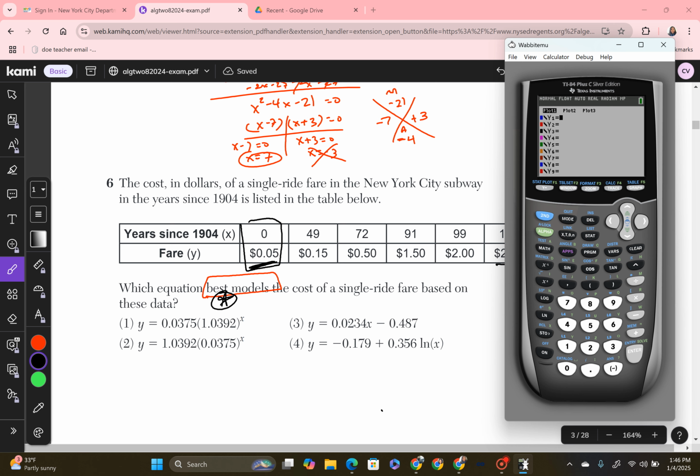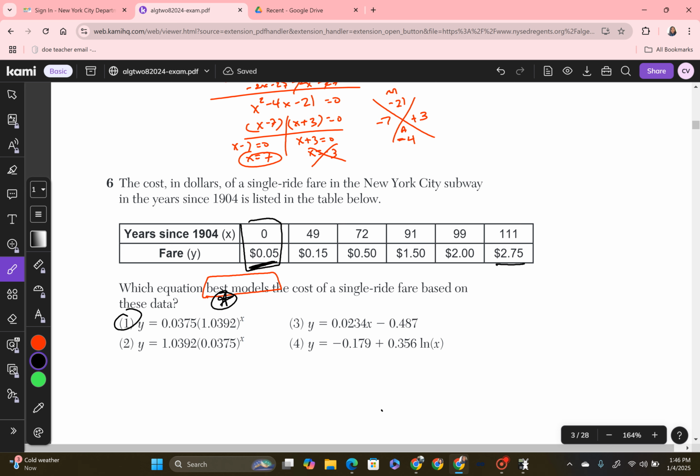So we have y equals 0.0375. Oh, it deleted it for me. Parentheses, 1.0392. Close those parentheses to the x power. And then I'm going to hit graph. You're going to see that it goes through a lot of those points. It doesn't go through every single one. That's why I asked you to highlight best models, right? It doesn't have to be exact. It just has to be pretty close. And you're going to see that choice 1 is the one that is the closest.